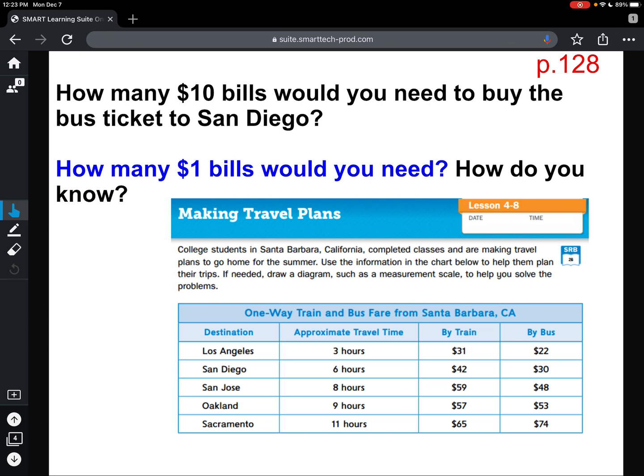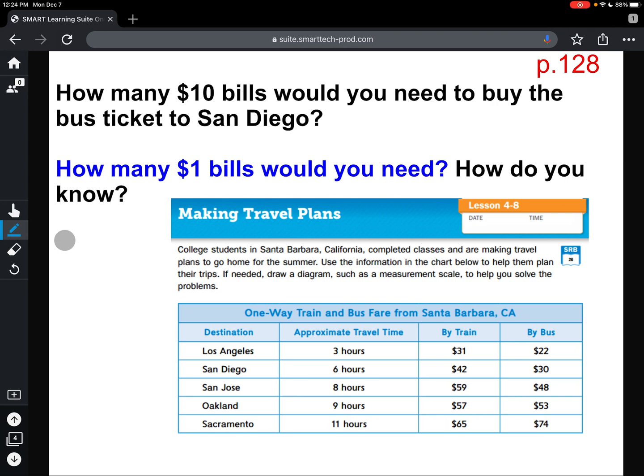So what we know based on the chart is there are destinations, which are the places that the students want to travel to. So they're traveling from their school and they're going home for the summer. So they may be going to Los Angeles, San Diego, San Jose, Oakland, or Sacramento. Then there's the approximate travel time. That's the amount of time it's probably going to take them to travel from their school to home.